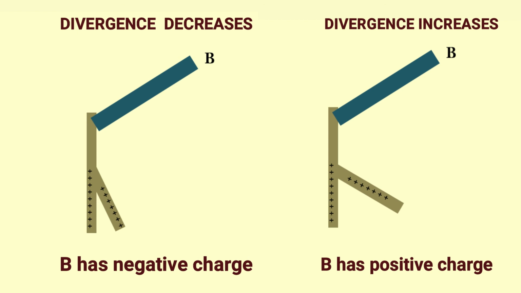If the divergence increases, it means that the charge on B is positive. Because leaves will receive some more positive charge, and due to force of repulsion, the divergence increases. But if the divergence reduces, the charge on B is negative, because the negative charges will nullify the positive charges on the electroscope, and due to force of attraction, the divergence reduces.